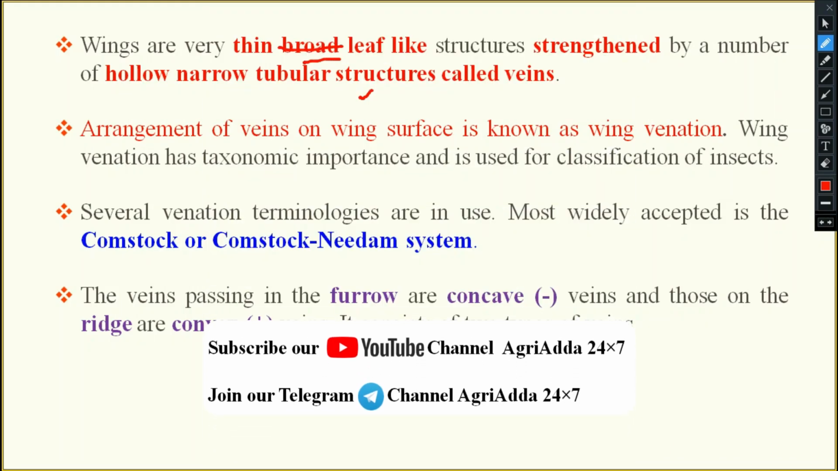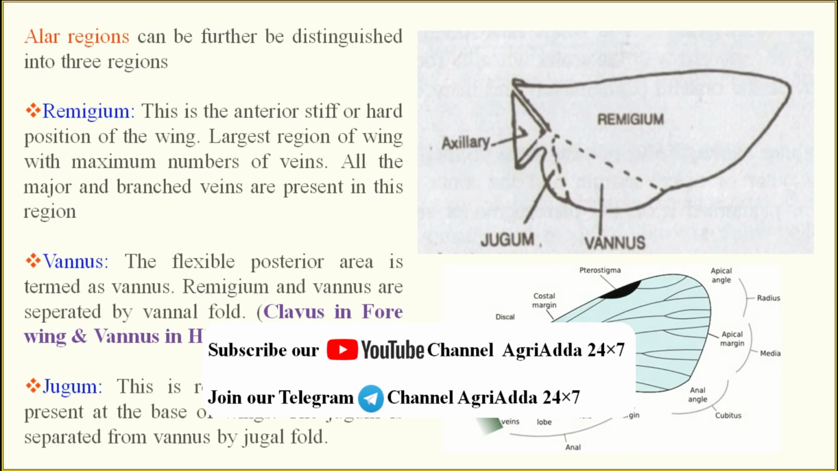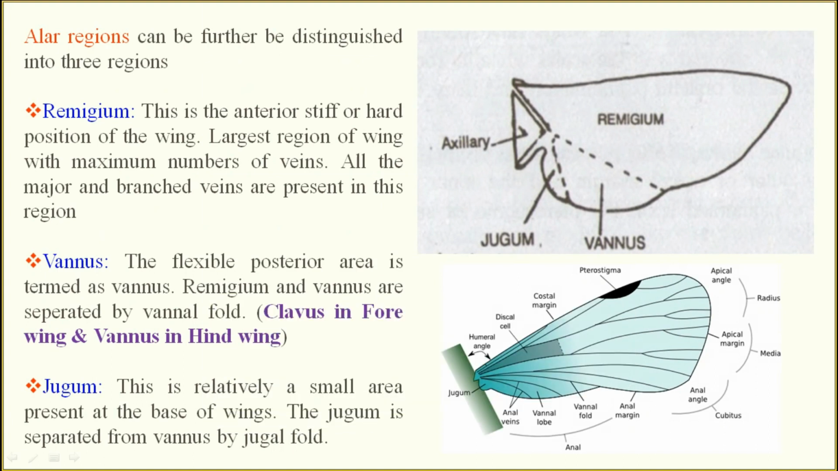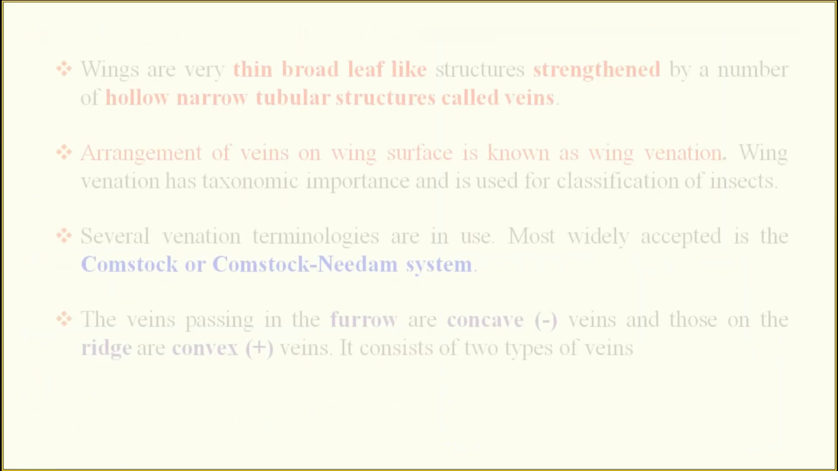Okay, what is this? You see, this is a broad leaf-like structure. These are getting support from a number of hollow tubular structures like this. Hollow tubular structures. These are what? Veins. Clear, what is a vein? Yes or no? Again, I will discuss properly. Understood up to this?